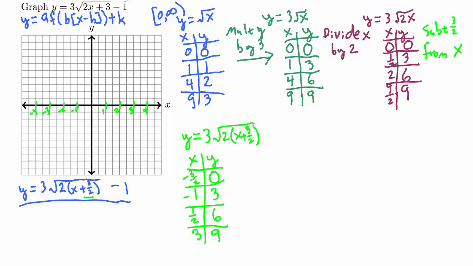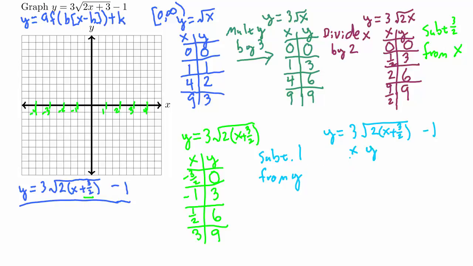Now, I'm not completely done because I still have this minus 1. So I need to go ahead and do its table. Because of that minus 1, I'm going to have something that looks like y equals 3 square root of 2 times x plus 3/2, and then minus 1 outside the radical. And notice that I'm very clear that it's outside the radical. Because it's outside, that means we do what it says, and it affects the y value. Therefore, you're going to subtract 1 from the y value.